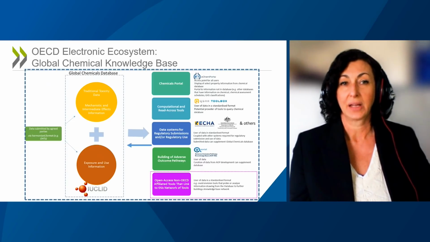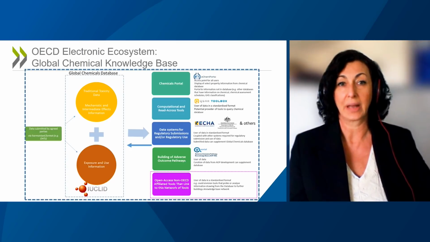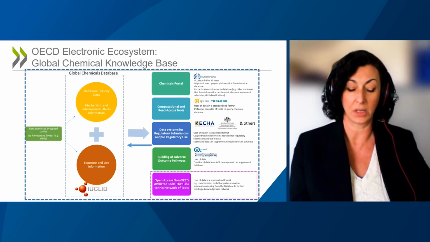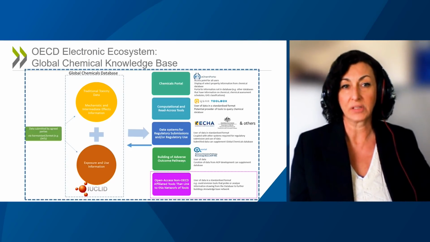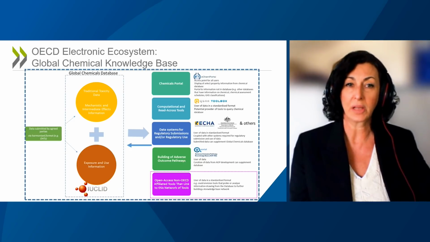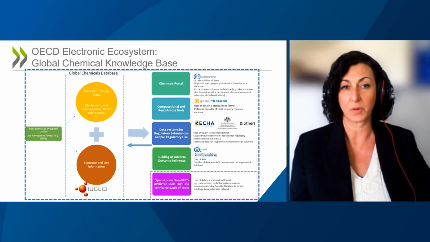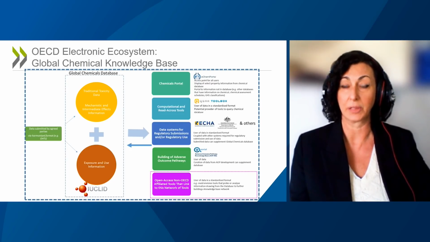So in addition to providing a kind of vision of where we hope some of the information will go in the future and how electronic tools will be used in the OECD ecosystem, this is a high-level schematic of what we refer to as the global chemical knowledge base. In this, you can see the central square where we have a global chemical database that includes not only traditional toxicity testing data, usually in vivo data, but also mechanistic information. And this would be combined with exposure and use information in a common data platform. For example, we've illustrated here using iEuclid, although other data platforms are available.